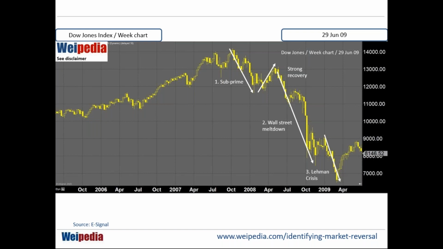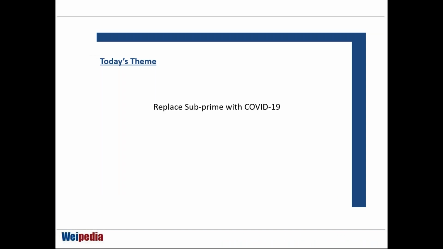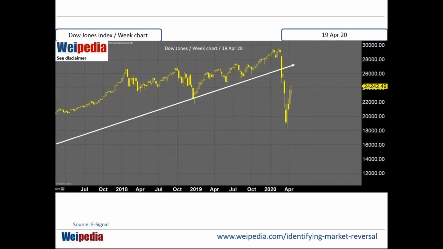So what can you see? Is there any similarity here today? Okay, so what you can do to understand this is just replace the word subprime with the COVID-19 crisis. This is the chart of the last 2 years, including this year up to April. Now, what you could see is that the market was also trending very nicely, exactly like 2008. Then suddenly something happened because of COVID-19.